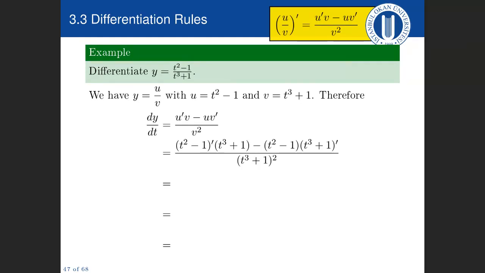So we use our formula. We use u prime v minus uv prime over v squared. So that's derivative of the function on the top multiplied by the function on the bottom minus the function on the top multiplied by the derivative of the function on the bottom, and then divide by function on the bottom squared.